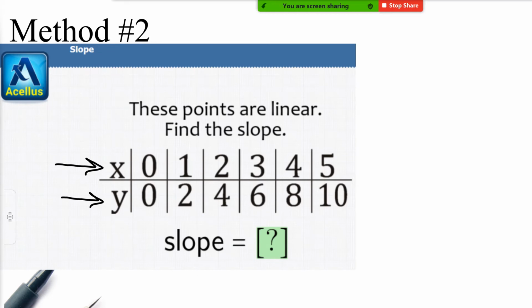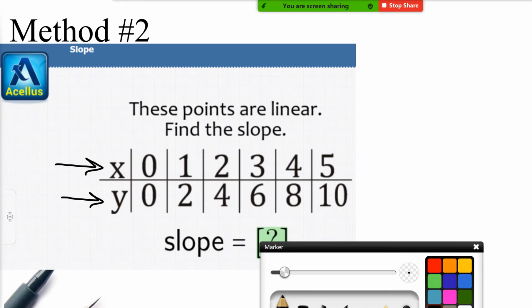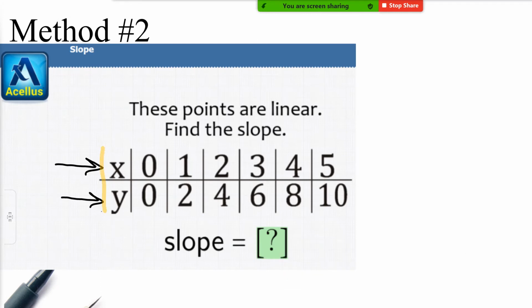What I want you to do right now is copy down this much of the table. Copy down that much of the table. Remember, in a table that goes side to side, your x goes on top. X comes first alphabetically, so we read top to bottom. So it goes x on top, the y row is on bottom.